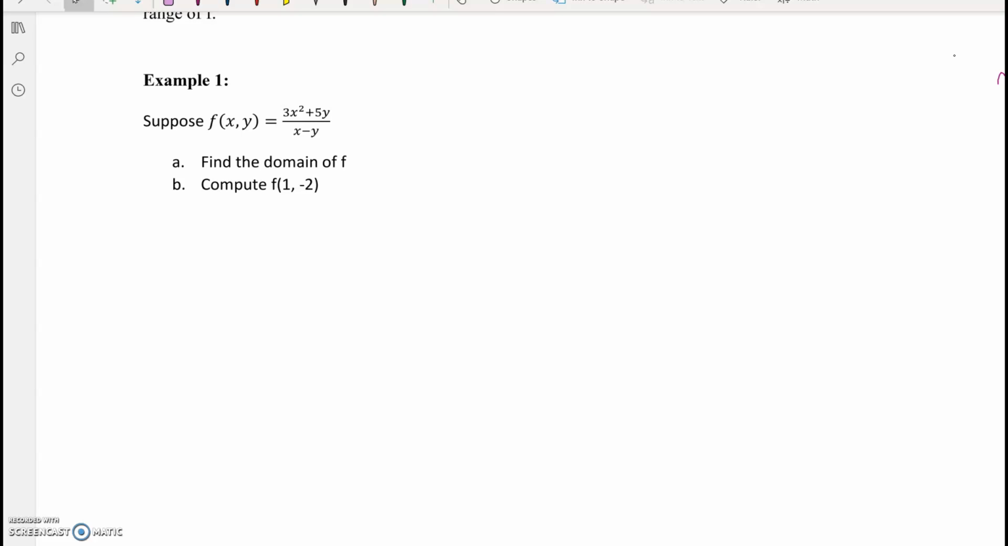Okay. So we have a fraction. When we're talking about fractions, the part we cannot have is the denominator equal to 0, where the denominator is x minus y. So that means x minus y cannot equal 0, so x cannot equal y. So that means we can have any point except x equals y.